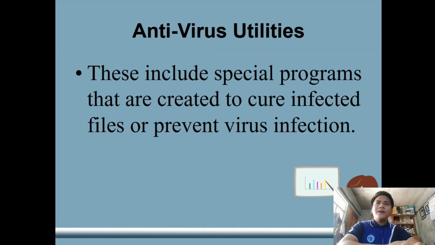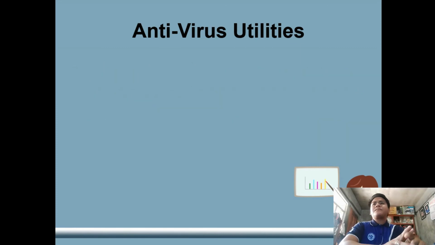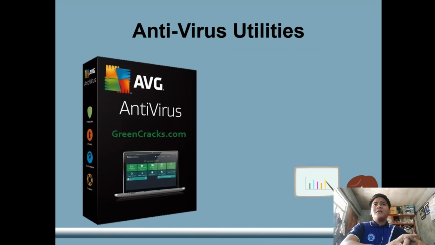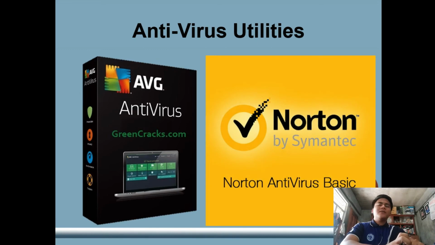Now, antivirus utilities, a special program to cure infected files or to prevent computer virus infection. Example of antivirus utilities, we have the AVG antivirus. Again, that is not free also. And of course, Norton antivirus. Aside from these two antivirus, we have different antivirus also.